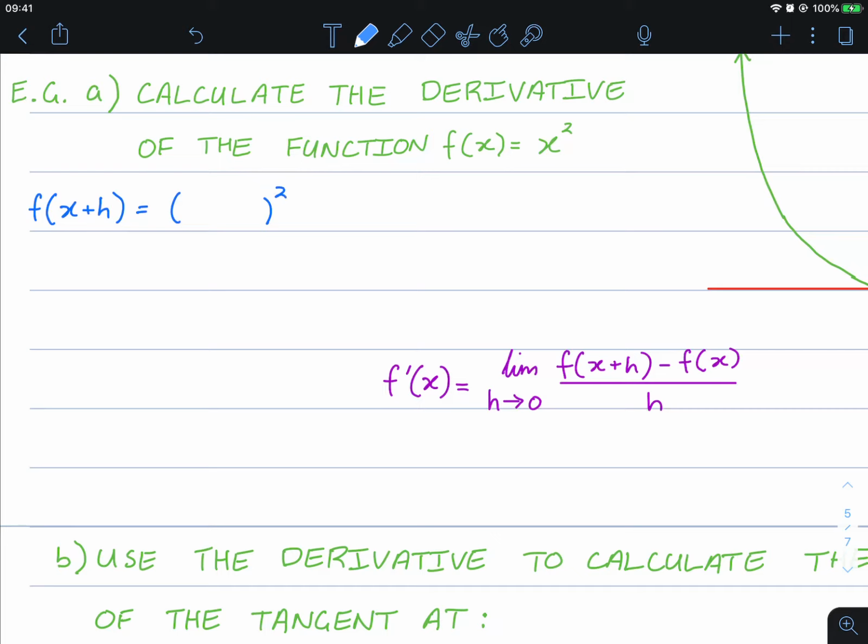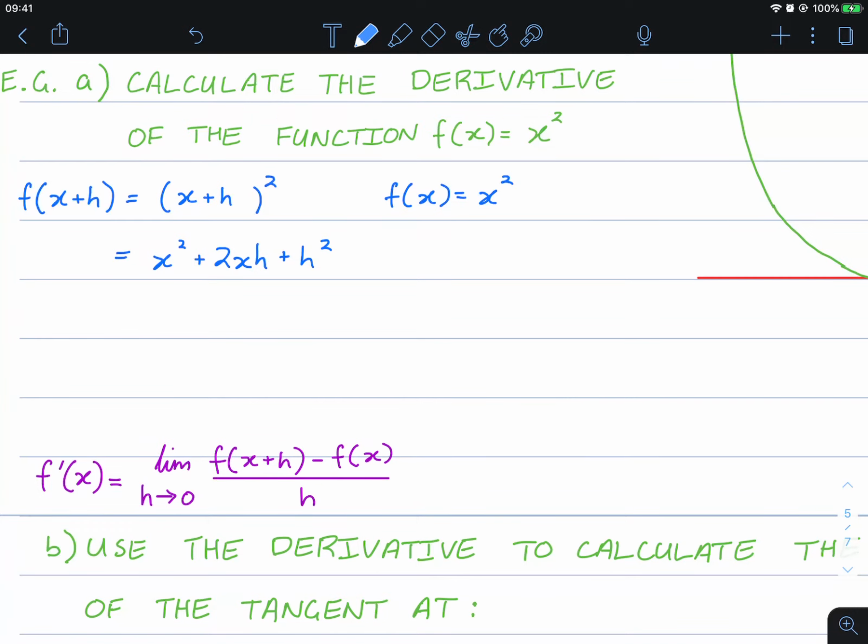But instead of substituting a number like we normally do, so 1 or 2, we're going to substitute x plus h. Expanding this, this becomes x squared plus 2xh plus h squared. And we have f of x. F of x is just x squared.